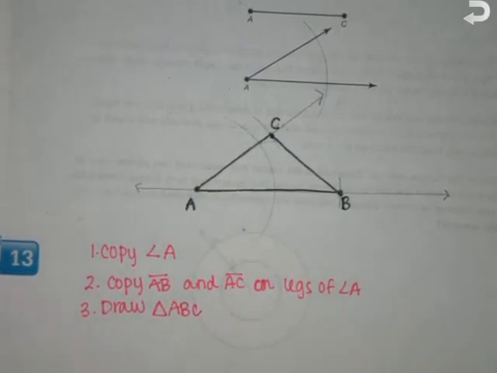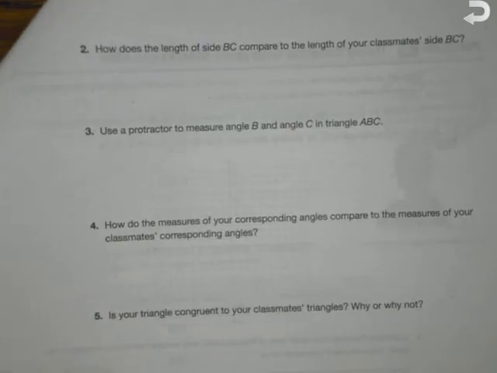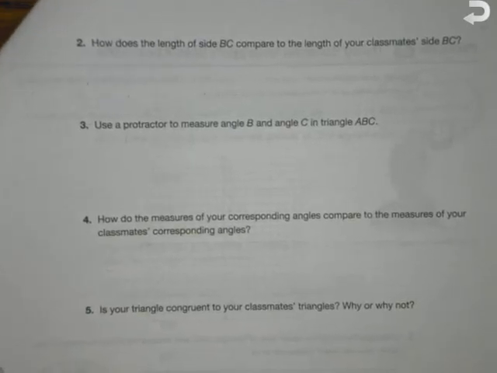Okay? Some of yours might look slightly different than mine. So here's what I want you guys to do. On the other side of this, I want you to answer questions 2, 3, 4, and 5. Answer questions 2 through 5 on the other page that have to do with the measures of your angles, the measures of your lines, and we're going to determine if your triangle is congruent to your partner's triangle.